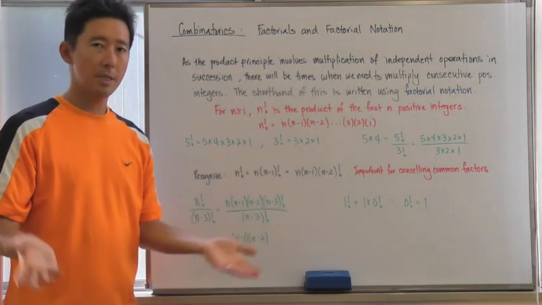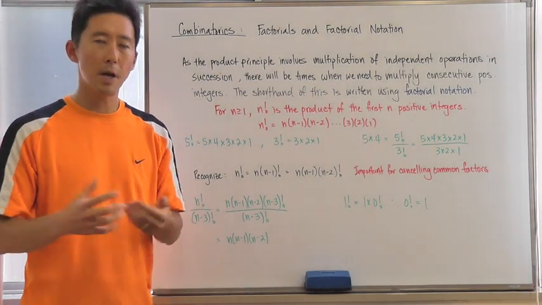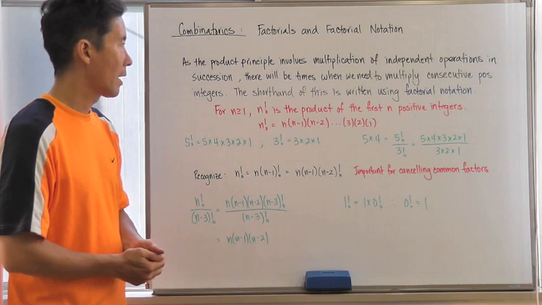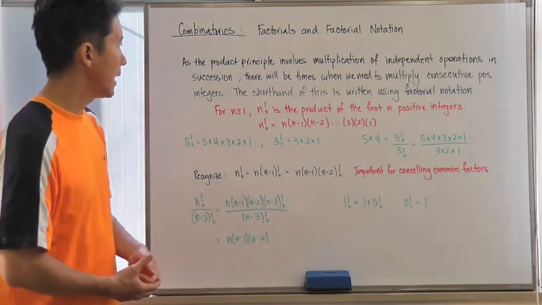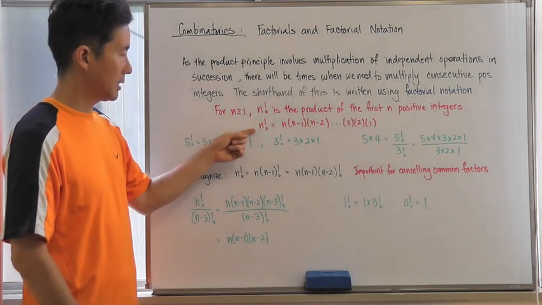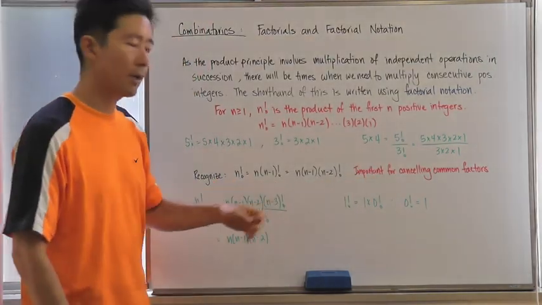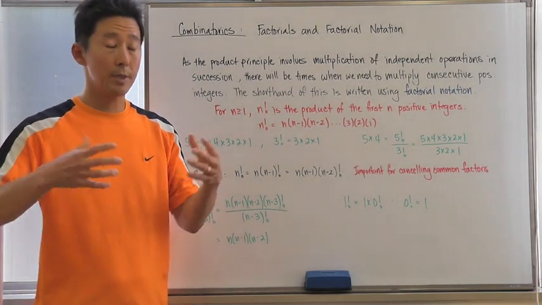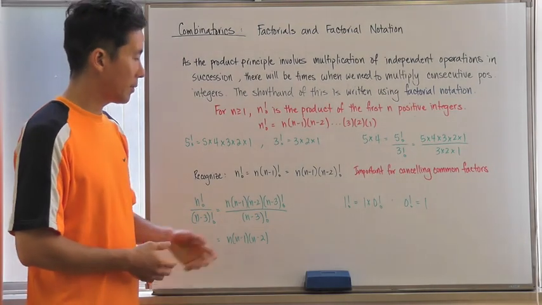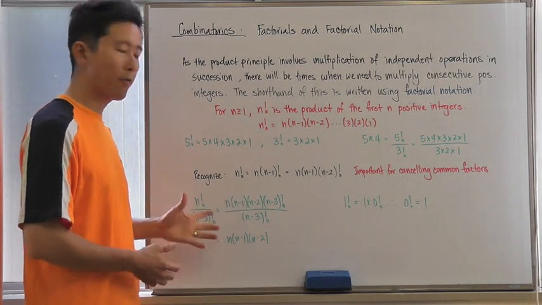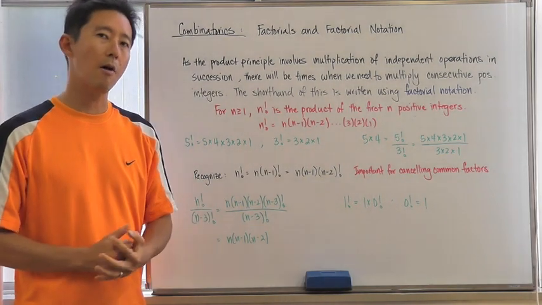Okay, so let's summarize. We said that oftentimes we're going to need to multiply positive consecutive integers. In order to do that, we use factorial notation, and we can represent it as such here. It's important for us to recognize that there are going to be times when we can cancel out common factors. And in order to do that, we sometimes need to expand our factorial notation so that we can actually see where those common factors are.